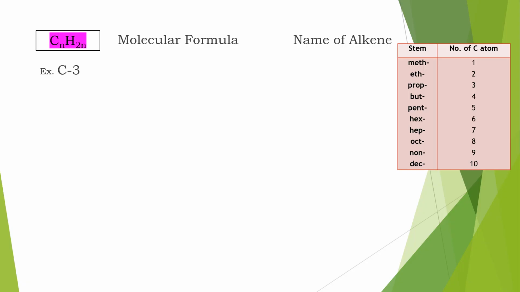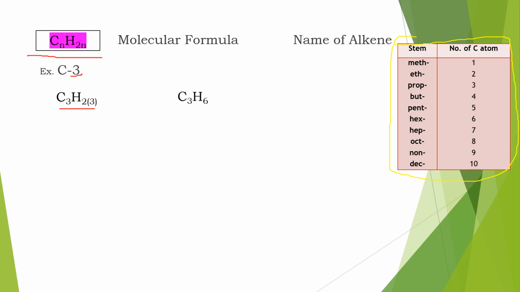So right here we have an example. On the right side here is the list of the stems with the corresponding number of atoms. Given an example here, we have carbon 3. So we will use this formula right here. Let us substitute the given value. For carbon, the value of n is 3. So substituting the given value of n, we have C3, H2 times 3. So the molecular formula is C3H6.